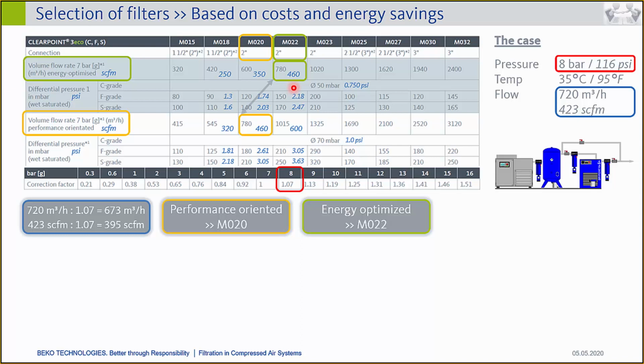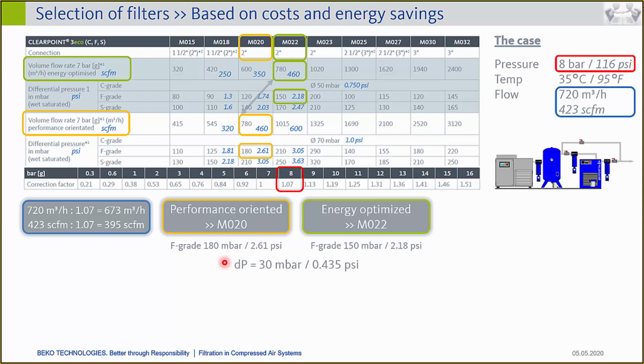These two filters have individual pressure drops. The one is given here with 180 millibar or 2.61 psi, and the bigger size has, with the same volume flow from the customer, 150 millibar or 2.18 psi. That results in a saving potential of 30 millibar.